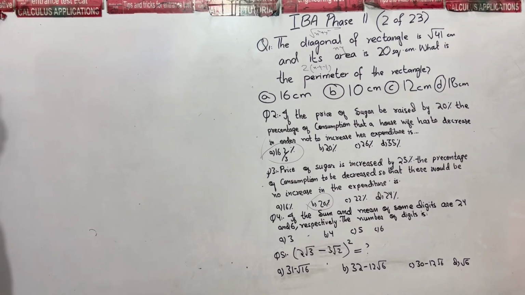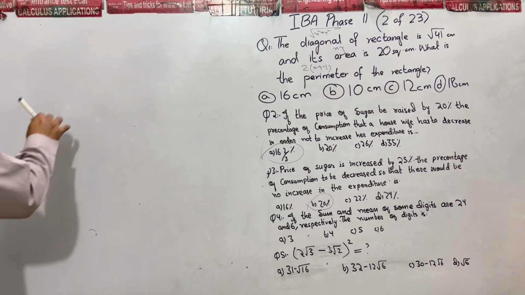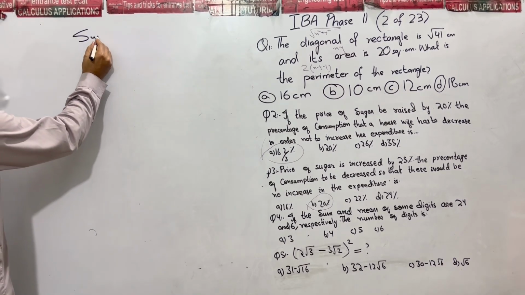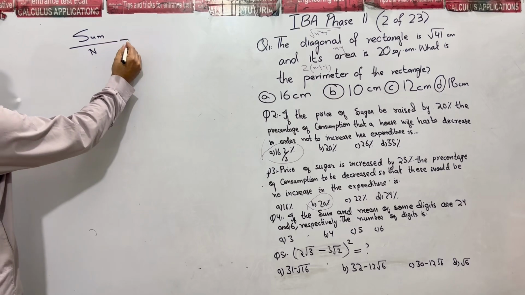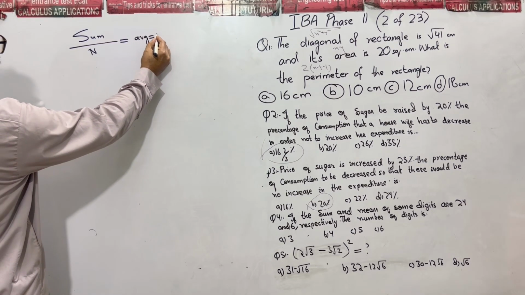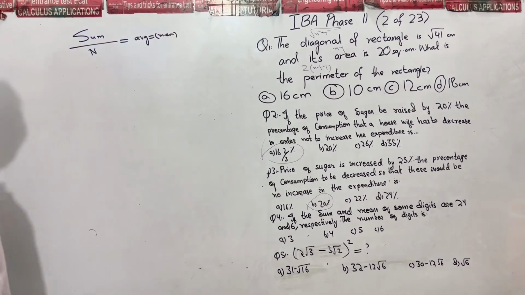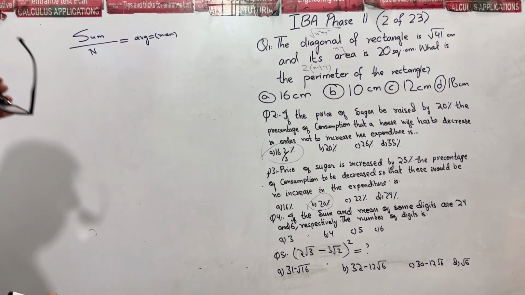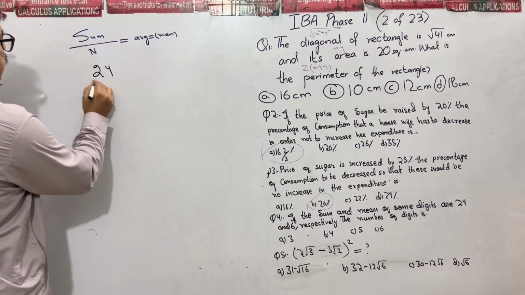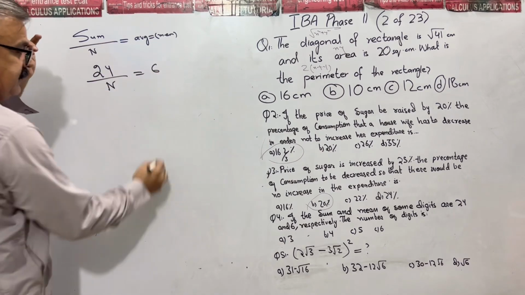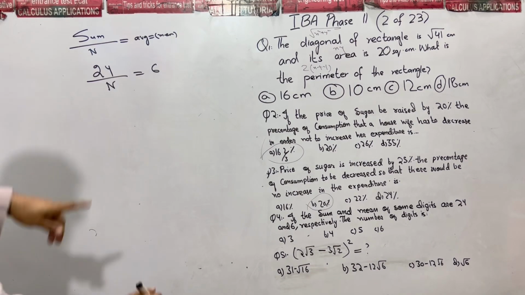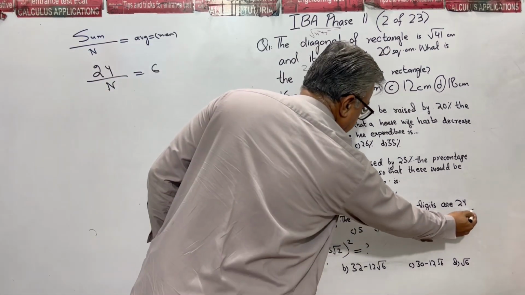If the sum and mean of some digits are 24. Sum is given to us as well as their mean average, which is 6. Find the number of the digits. Average or mean is given by the sum of the numbers divided by the number of numbers. Sum is 24, and average is 6.